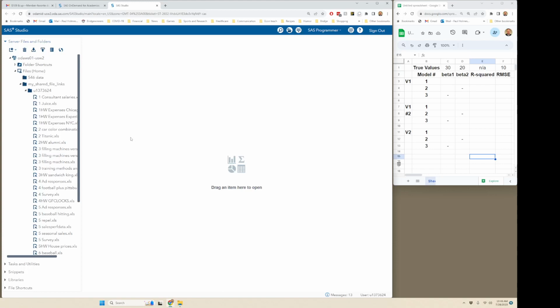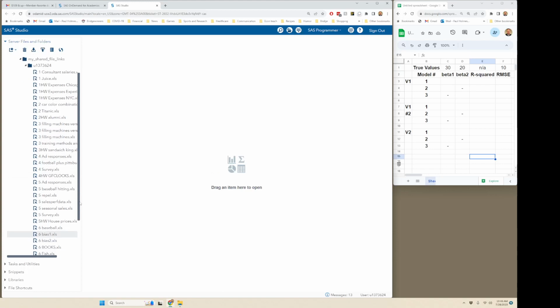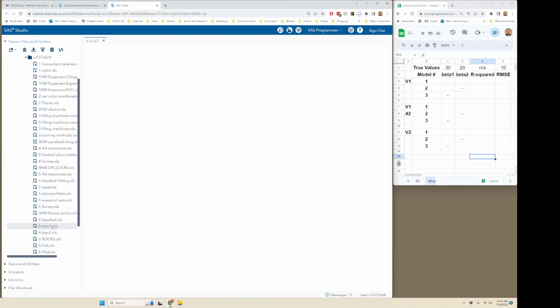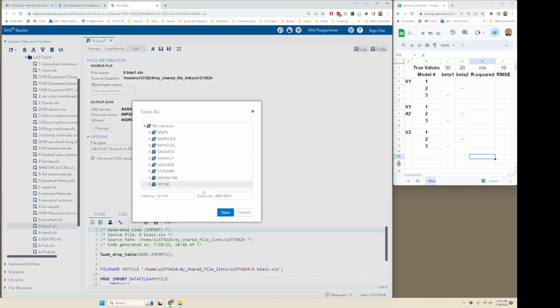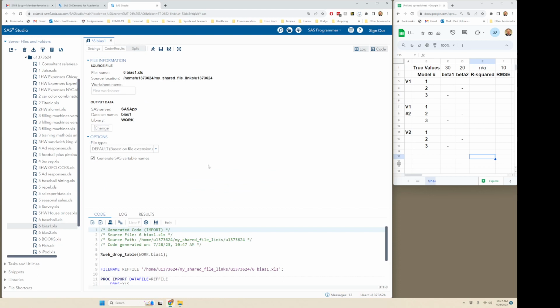We're going to look here at the problem of omitted variables. To do that, I've got a couple of data sets that I've constructed. These are artificial data, but they're going to allow us to see how our models get affected by leaving out variables that should be in the model. Okay, so we've imported our bias 1 data.